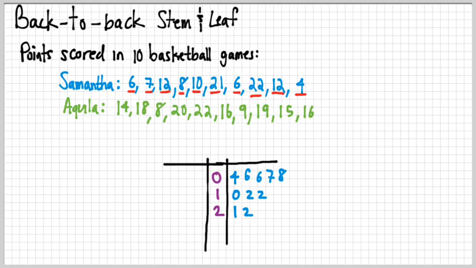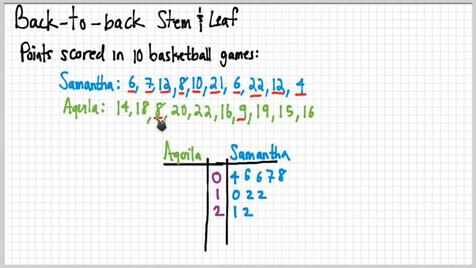That was Samantha. Now I'm going to add a whole other side to the stem and leaf. I'm going to add basically another set of leaves, another leaf over here, keep the same stem, okay? And what that allows us to do is directly compare these two data sets, okay? So we'll go through the same process with Akila. Okay, and we'll label these, of course, so Samantha and Akila.